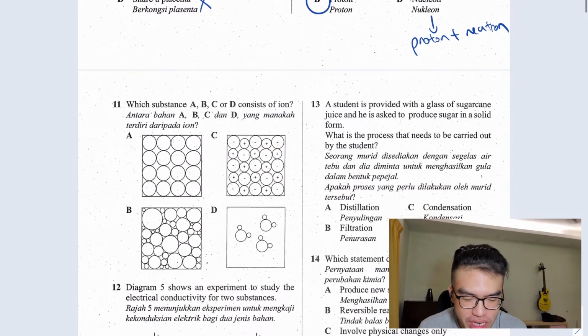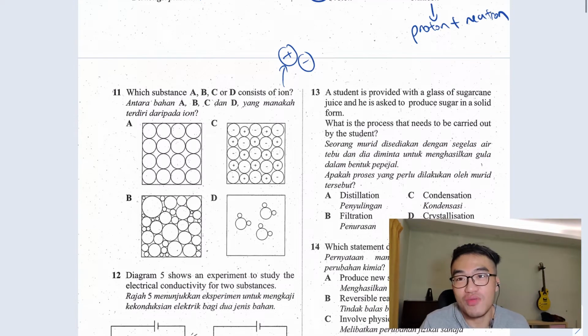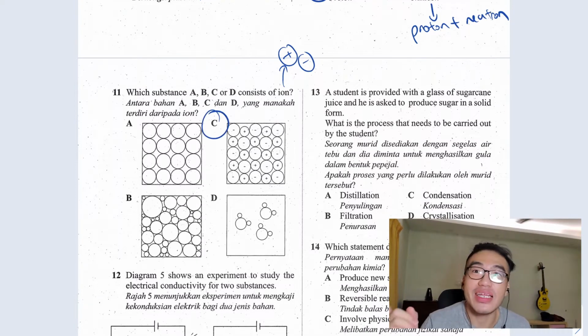Next, let's look at question 11. Which substance ABCD consists of an ion? When you see ion, means you have charges being positive and negative. I can only see one positive, negative here. That would be answer C.